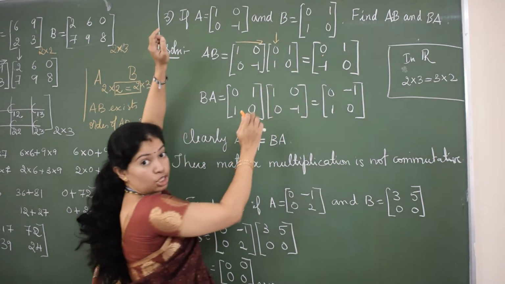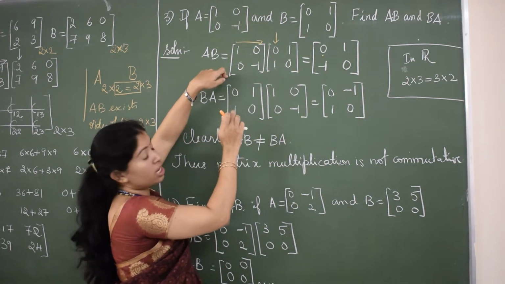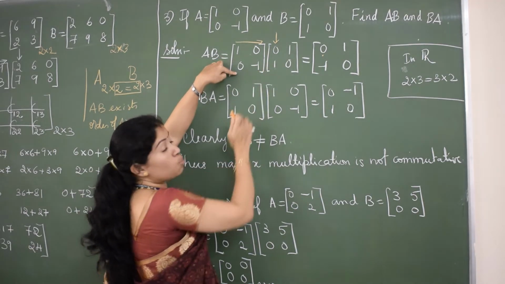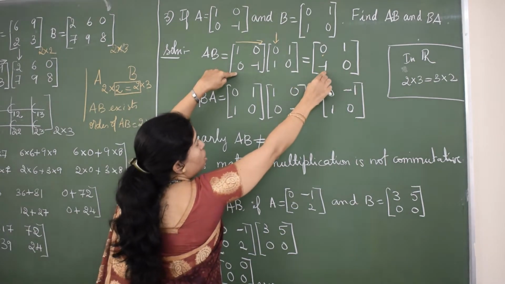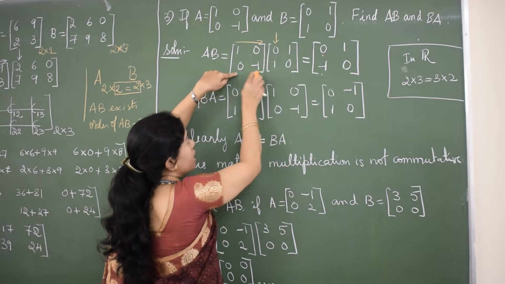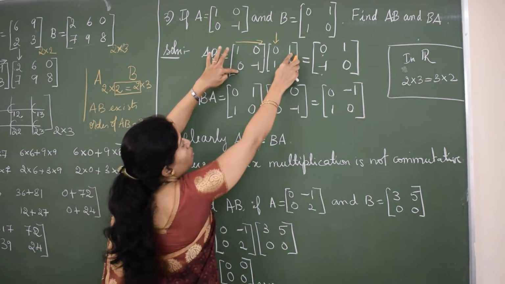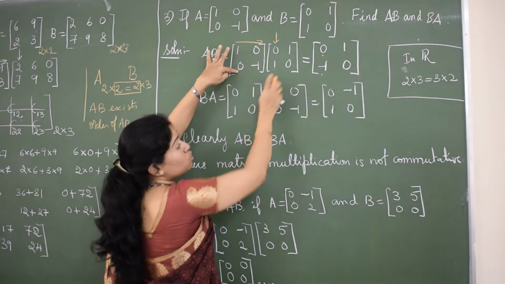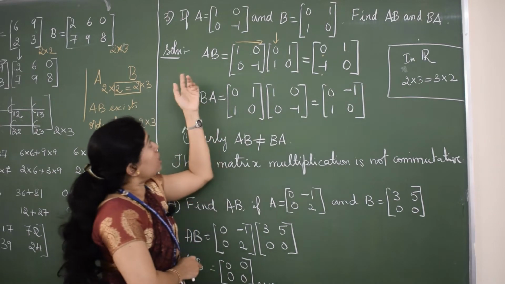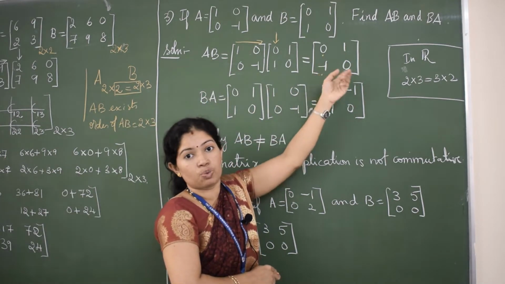Next, you have to take the second row and multiply with the first column: 0 into 0, 0 plus minus 1 into 1 is minus 1. So we got minus 1 here. Next, take the second row and multiply with the second column: 0 into 1, 0 plus minus 1 into 0, that is also 0. So here it is 0. So we got our AB as the matrix containing the elements 0, 1, minus 1 and 0.